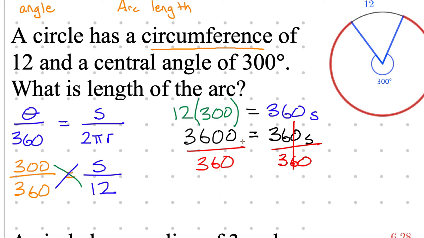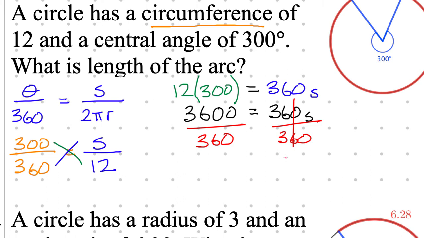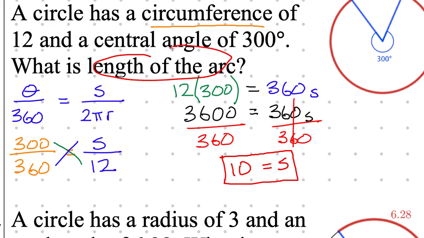Is there a quiet raised hand that can do it? Jose? It is indeed 10. Cool. So everyone write down S is equal to 10. There's our final answer. Box it. Final answer, because it's asking what is the length of the arc? Well, S represents your arc length, and the arc length S is 10.